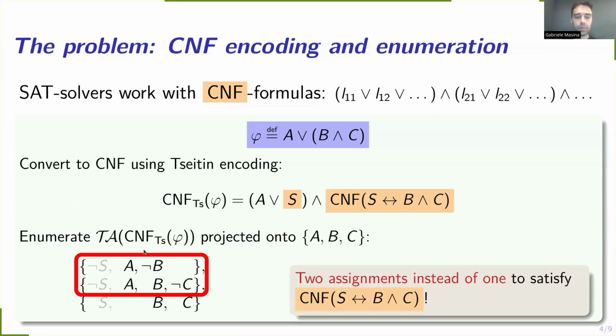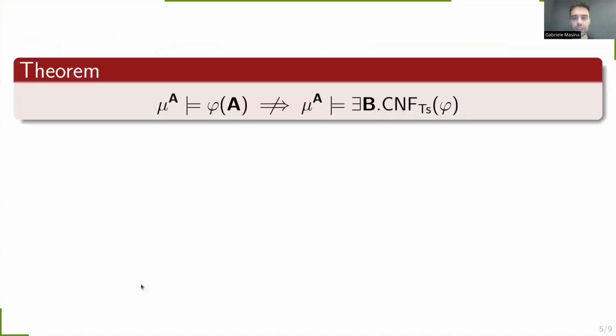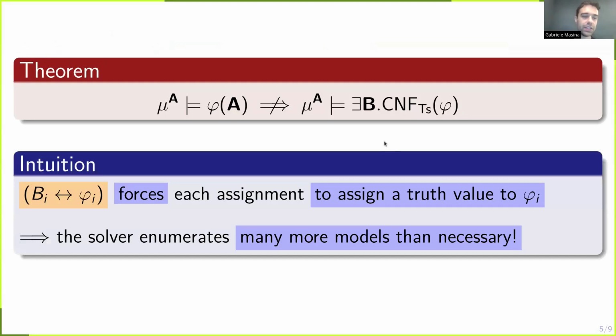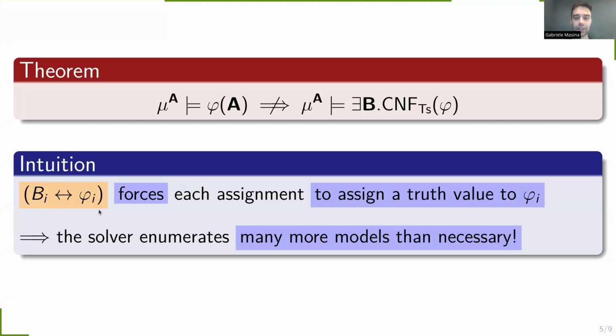If we enumerate partial truth assignments over this encoding, we notice that we enumerate more partial assignments than expected. In particular, here we enumerated two partial assignments instead of a single one, assigning just A to true. And we have shown that in general, a partial assignment satisfying phi not necessarily satisfies its Tseitin encoding. And the reason is that its definition with a double implication forces its partial assignments to assign a truth value to its subformula phi i, which cannot act as a don't care.